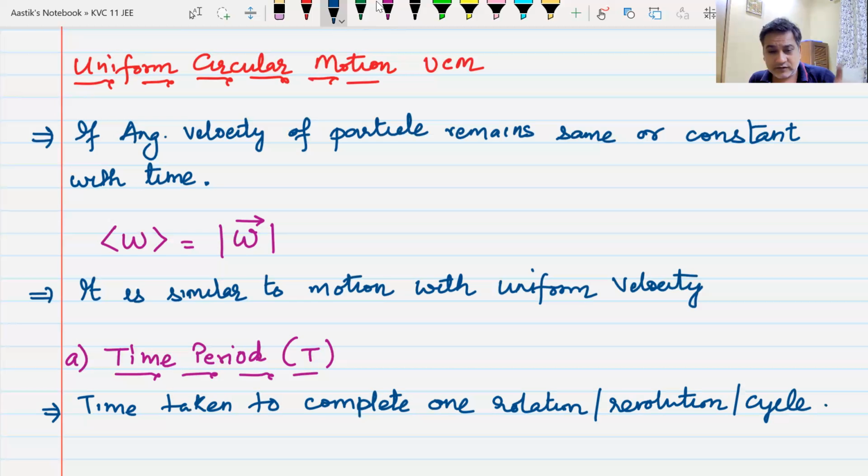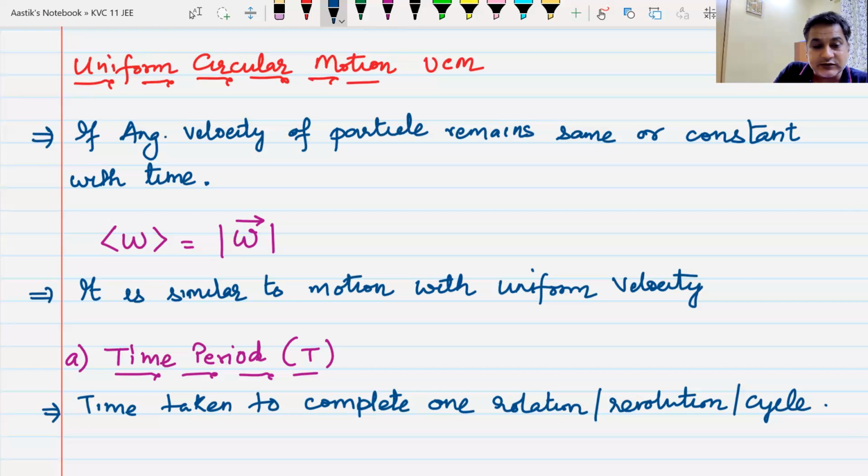What is the time period of the second hand of your watch clock? The time period of the second hand is 1 minute. One minute it takes to complete one circle. What is the time period of the minute hand of your clock? 1 hour. What is the time period of the hour hand of your watch? 12 hours. That is your time period.